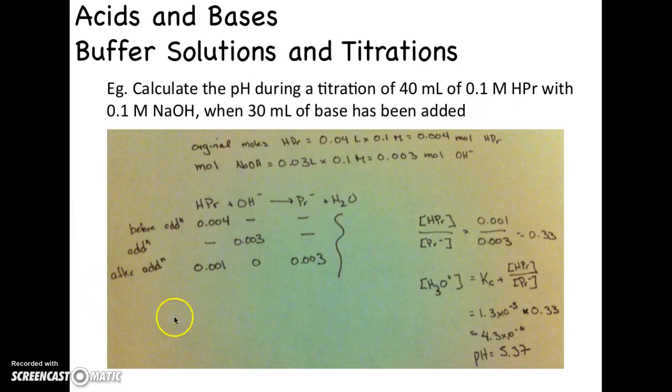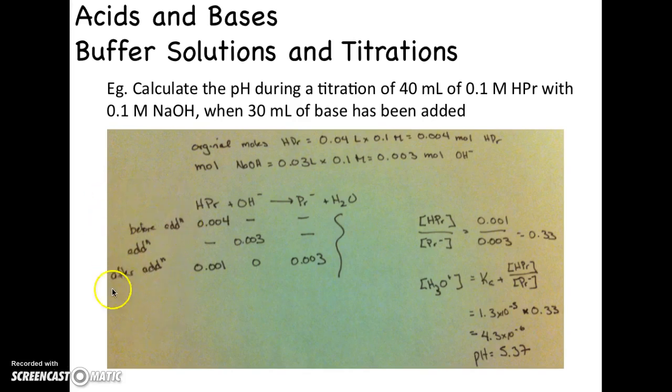So here, you'll see something that looks very similar. We've worked with ICE tables previously quite a bit, but when you're determining if you have a buffer solution or not, it's almost easier to work with an ICF instead of ICE, so ICF, initial, change, and final, instead of ICE. Because you're not at equilibrium, things are reacting, they're not going to go backwards.